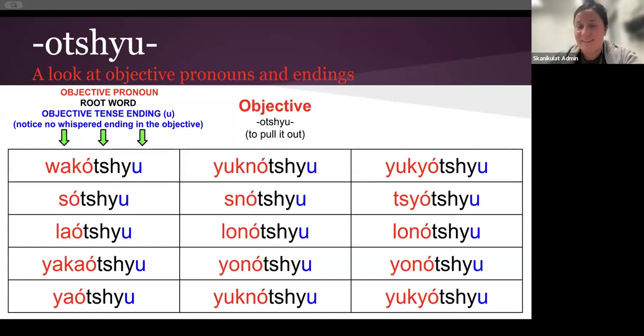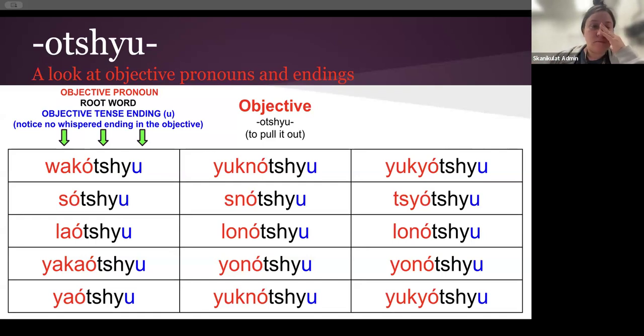We see some new things here. We have objective pronouns. This is the objective set. We're obviously going to use objective pronouns. We also have a new ending because the objective has its own ending. So the objective pronoun is highlighted in red. We have our root word, which is in black, and then our ending, which is just a U. And you say it all the way through. There's no whispered ending for this set.